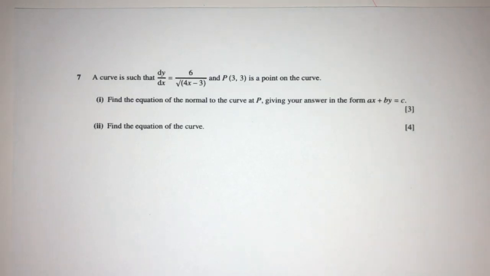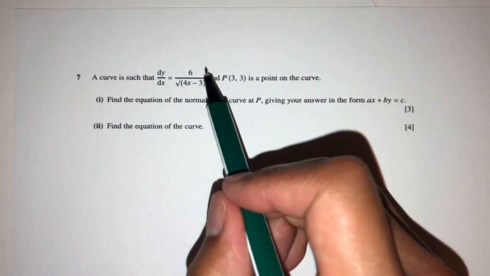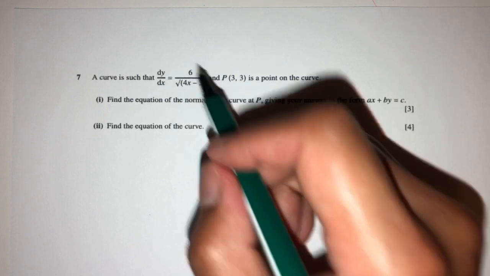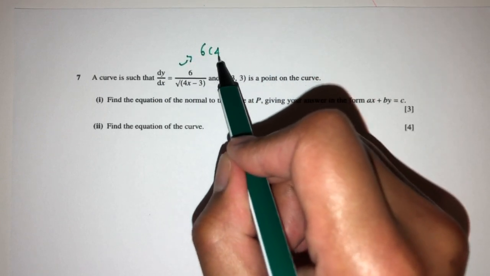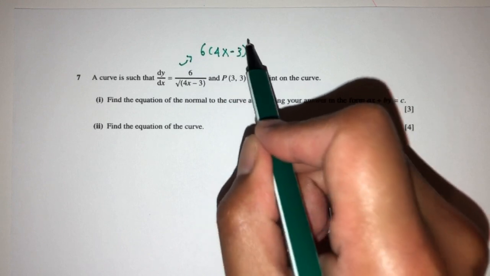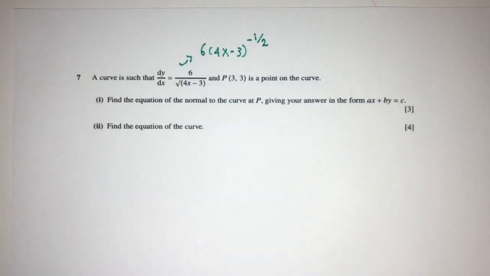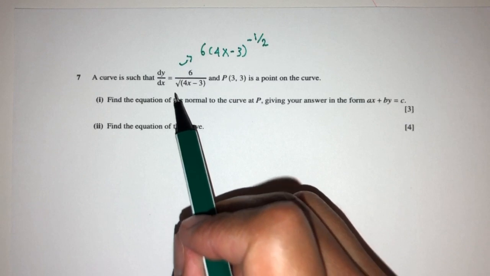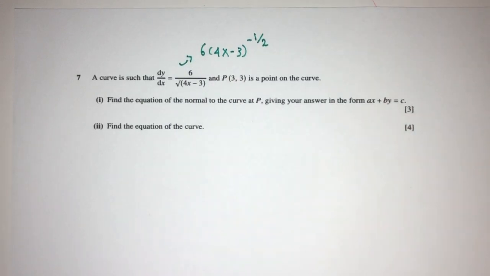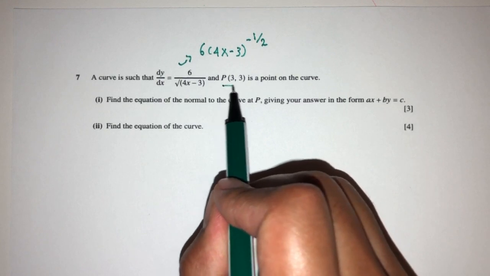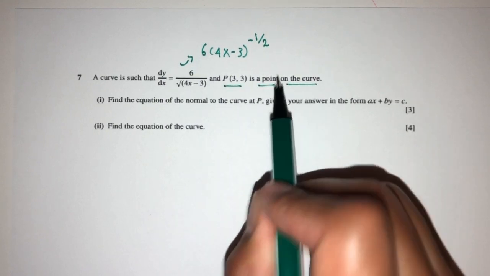Now for this question, a curve is such that dy/dx is equal to this. Now we realize that by doing a lot of questions, it is not easy to work with this. We always try to rearrange this as 6(4x - 3) to the power of minus half. I hope it makes sense, because we know that root is simply power half, and if you bring something up, it will become negative power. Now P(3, 3) is a point on the curve, it is a passing point on the curve.